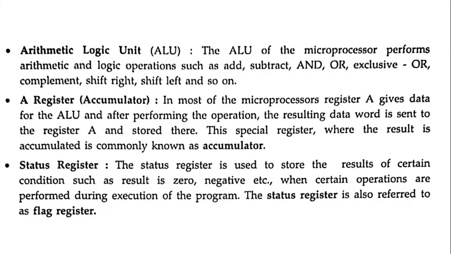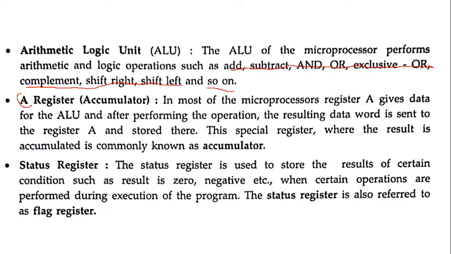Next, that is the ALU, or we can say the arithmetic and logic unit. We all know what the arithmetic and logic unit does. So the ALU of the microprocessor performs arithmetic and logic operations such as addition, subtraction, AND, OR, exclusive OR, exclusive NOR, complements, that is one's complement, two's complement, shift right, shift left, and so on and so forth. So whatever mathematical operation we need to perform, we can perform with the help of the arithmetic and logic unit.